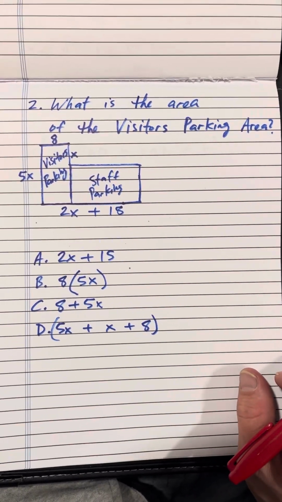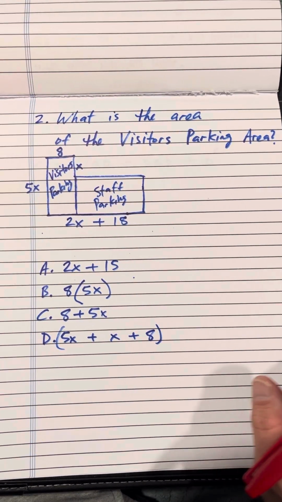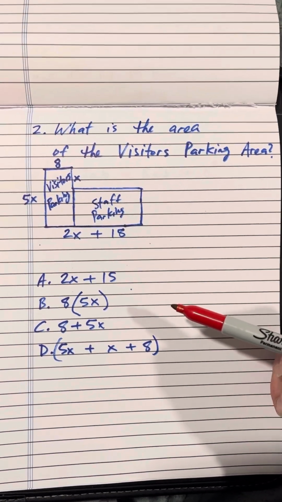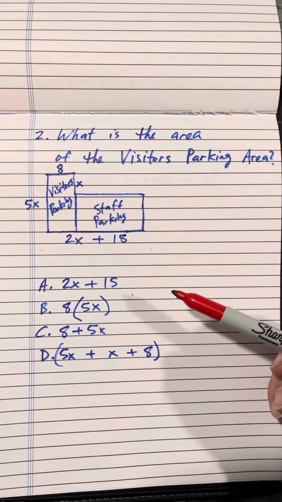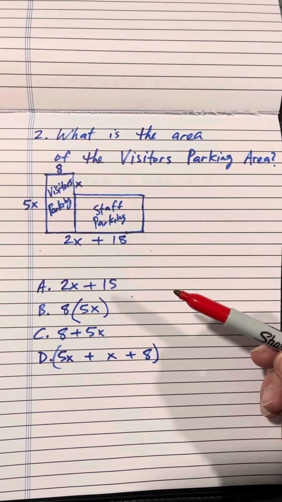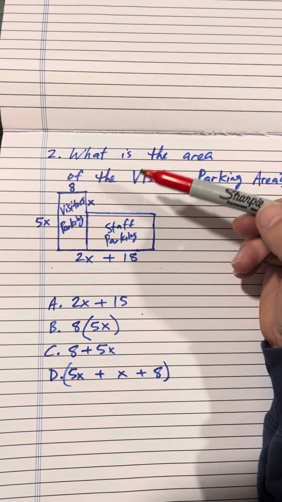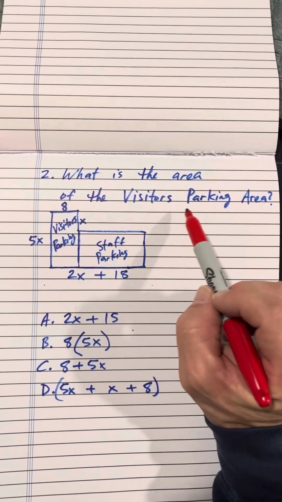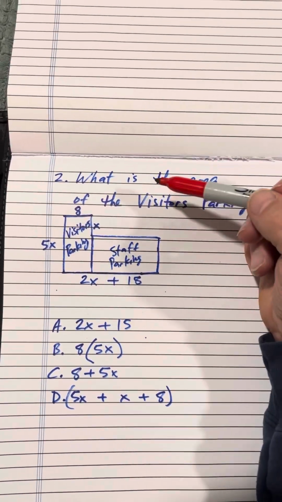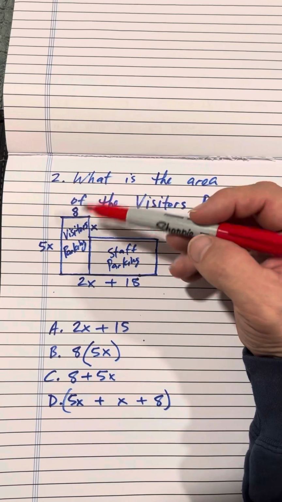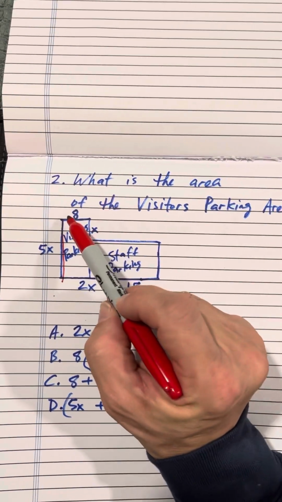What is the area of the visitor's parking area? Now I know when we've been doing these in class, I've just had you go ahead and multiply and give me the answer. So, getting ahead of myself a little bit here, they want to know what's the area of the visitor's parking area. Well, here's the visitor's parking area right here. And we already know that pretty much all we need is a length and a width, right?